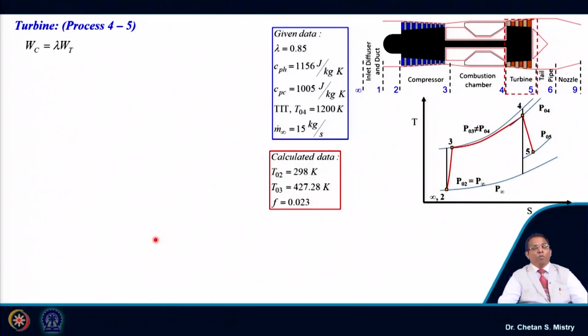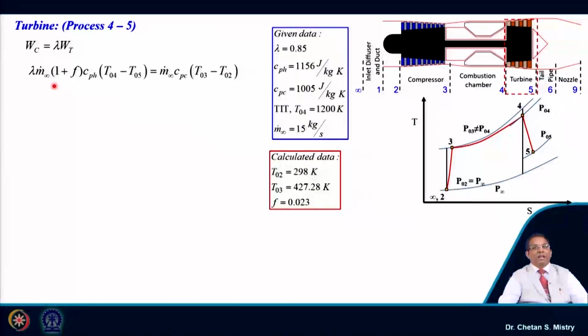Now, once we have done that calculation, let us move towards the next component, which is our turbine. It is process 4 to 5, and we know that is our expansion process. Here in this case, my turbine is used to rotate the compressor only. So, we will put in our work balance: my compressor work is equal to lambda times my turbine work. This lambda, as we have discussed, is my mechanical efficiency.